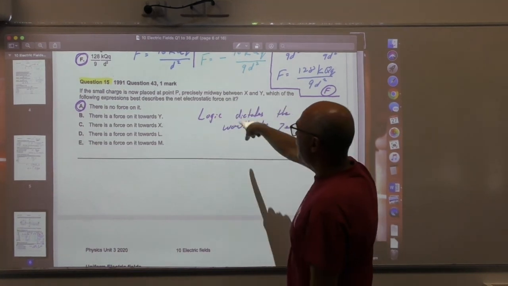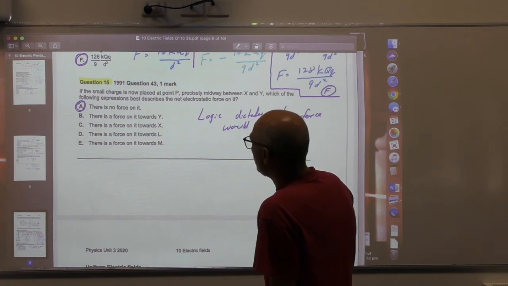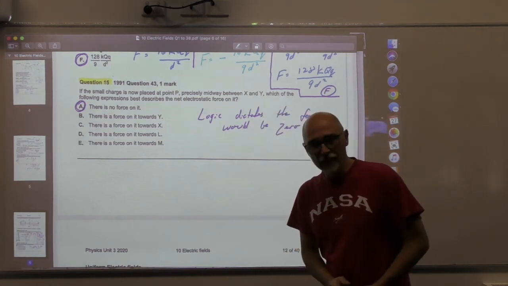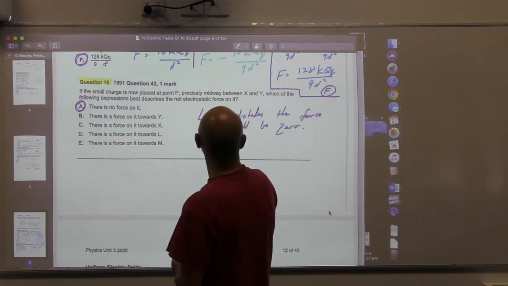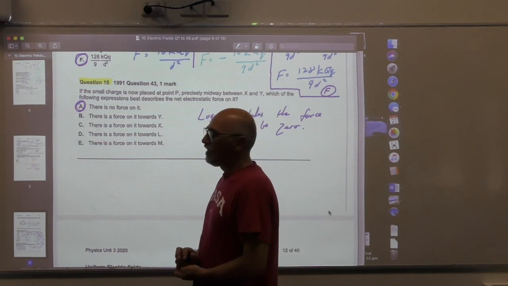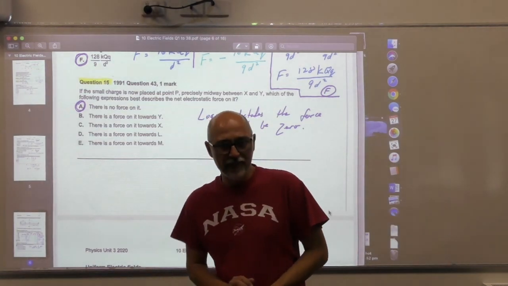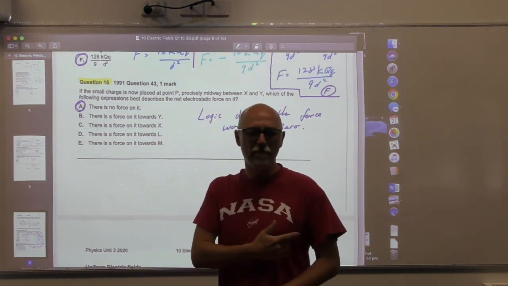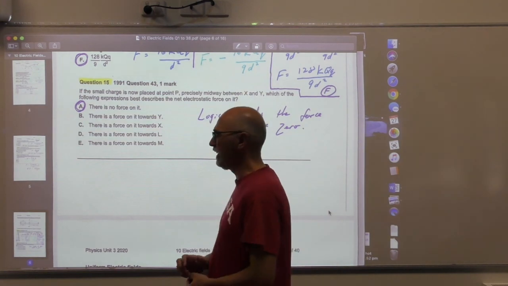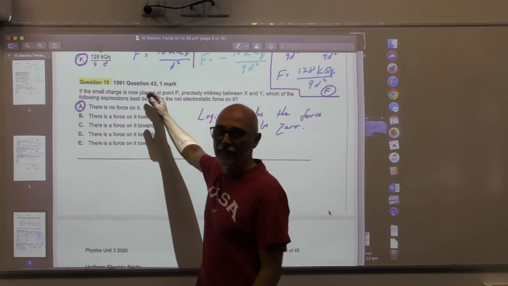If the small charge is now placed at point P, precisely midway between X and Y, which of the following expressions best describes the net electrostatic force on it? So what's the sum of the forces? There is no force like that. I don't like that. There is a force from both, okay? It's just that the sum of the forces is 0. Writing there is no force on it is ugly, because that implies there's no force in that area, and there clearly is. But it's the most correct answer.